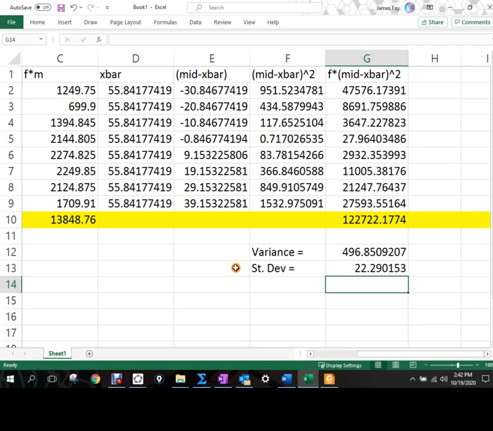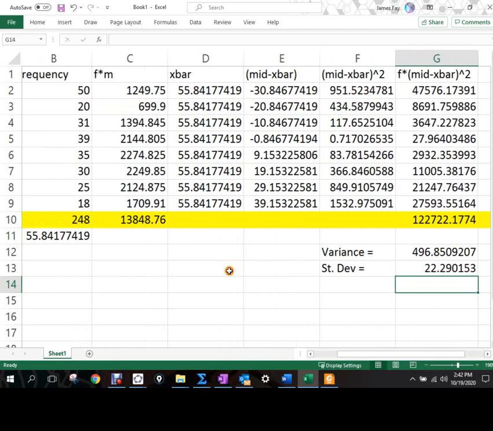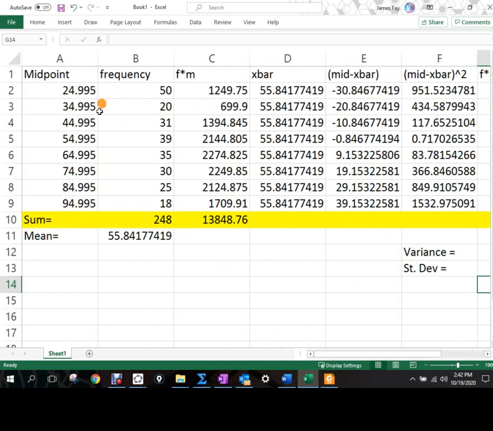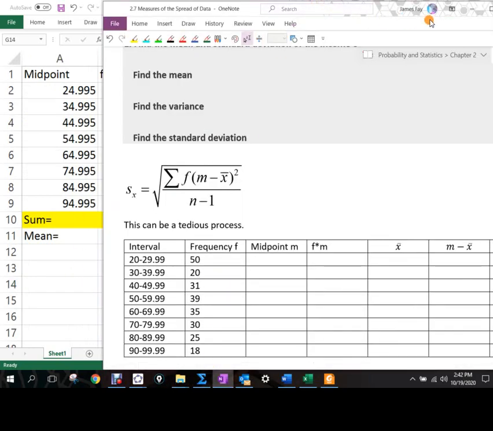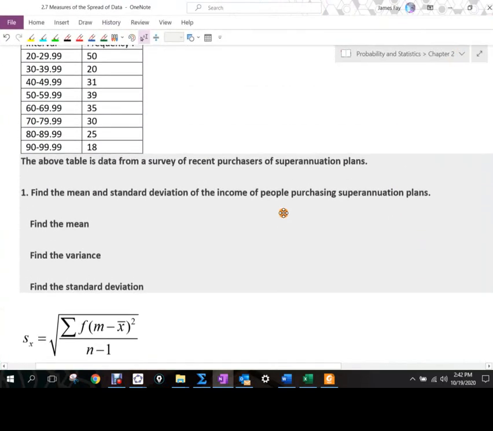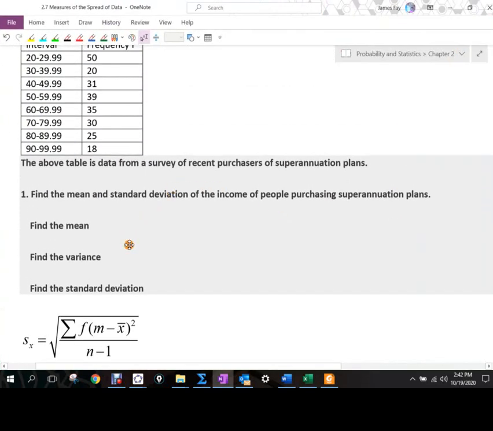All right. One thing that we talk about, now we don't know anything about this distribution. If we go back to the story problem that I've given you, it says find the mean, find the variance, find standard deviation. That's all I'm asking for. But it says find the mean and standard deviation of the income of people purchasing superannuation plans.